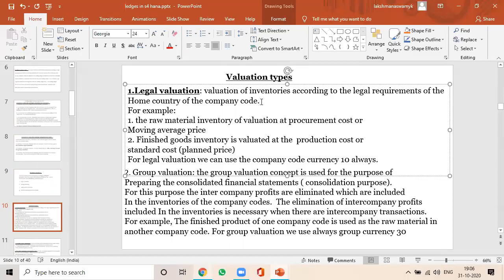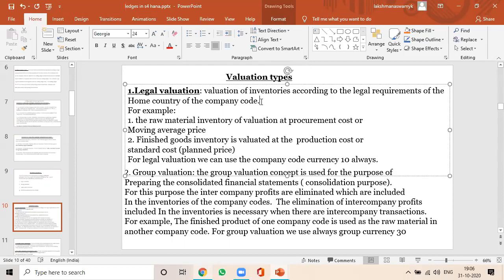So according to IAS, the inventories of raw materials, packing materials, stores and spares are to be evaluated at procurement cost or moving average price. Not only in India, generally in every accounting principle, the inventories of raw materials are to be evaluated at the moving average price or procurement cost. Then finished goods inventory is to be evaluated at standard cost.